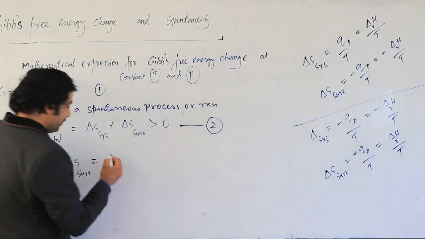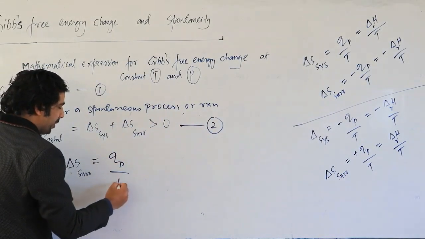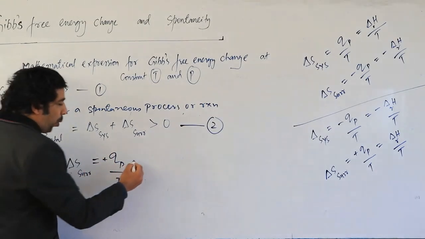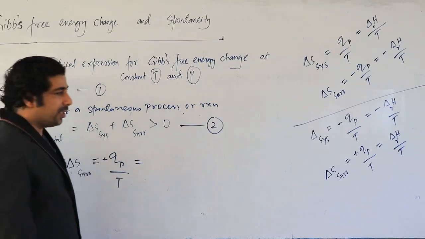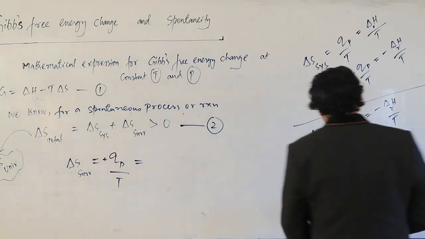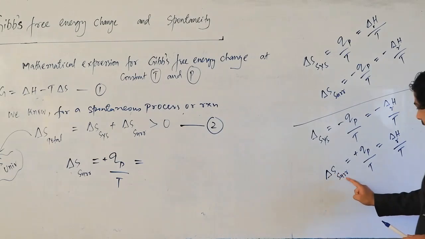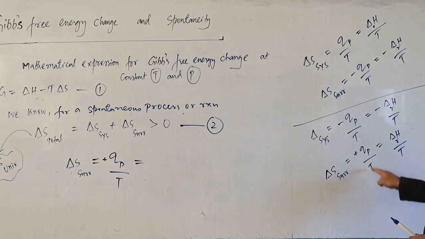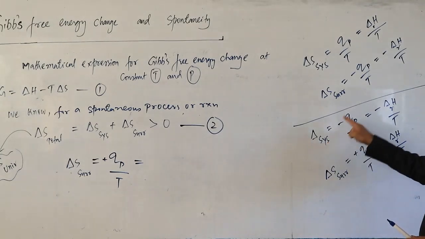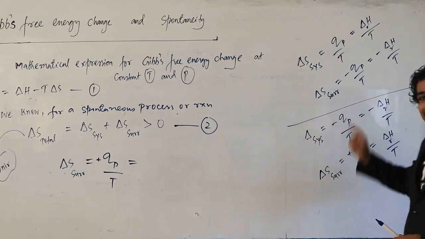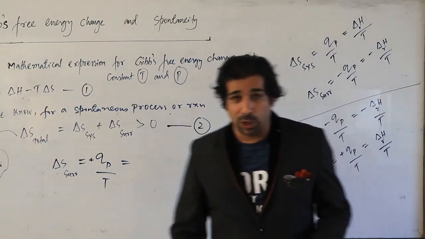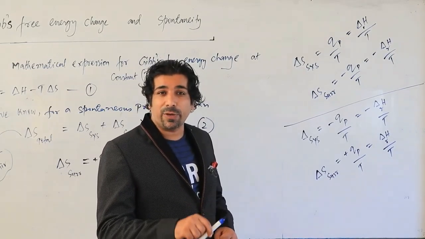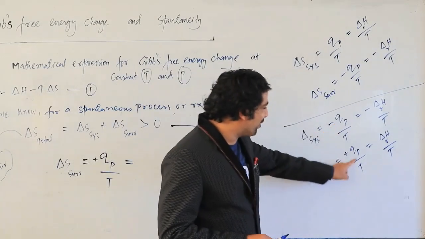So I will use here Qp upon T. Here the surrounding is absorbing the heat. Then what will happen, my dear friends? Look here, you try to understand. The surrounding is absorbing the heat at constant temperature. At the same time, the system will lose the heat. The loss of heat by the system will be equal to the heat gained by the surroundings. That means these two values will be equal, my dear friends.